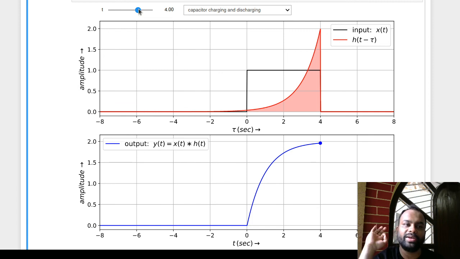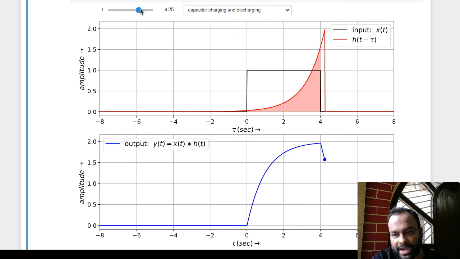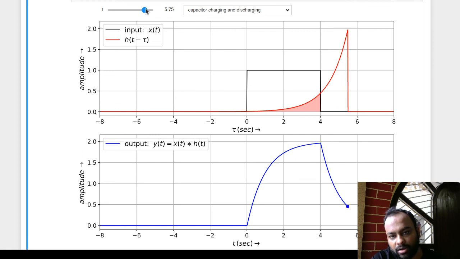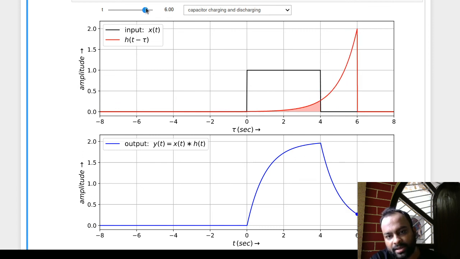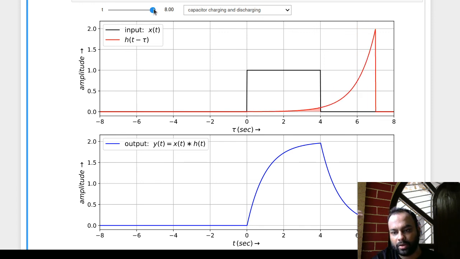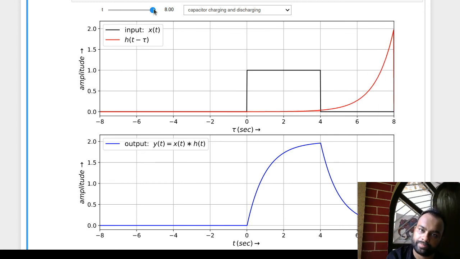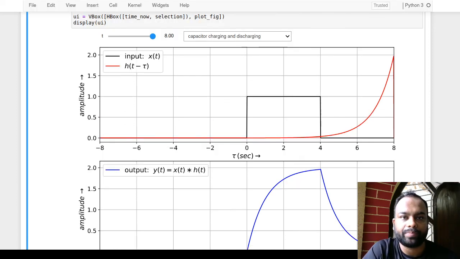So when I am removing the input, the input is high, so the capacitor is charging, and now beyond that the capacitor will discharge, and that can be seen through this convolution. The convolving area is reducing. So now this is denoting the discharging of the capacitor in a series RC circuit. This is again represented through convolution of these two signals. And again I shall give you these files, so don't worry about these.